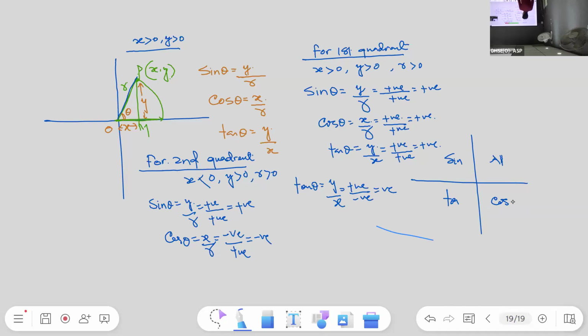Okay, this is the explanation. Let us come to solve a couple of rudimentary questions on ASTC formula.